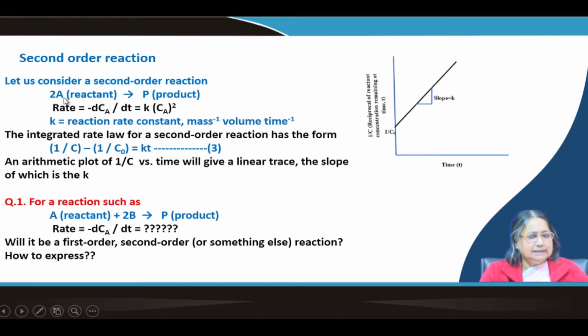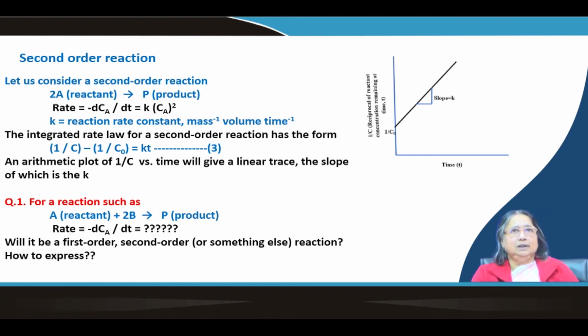Okay, here you can see the balanced equation is 2A giving the product P. Here it is second order, and here the molecularity is also 2. So, by chance the molecularity and order are the same here. Okay. So, the rate expression is rate equals K into C_A to the power 2, because it is a second order reaction.